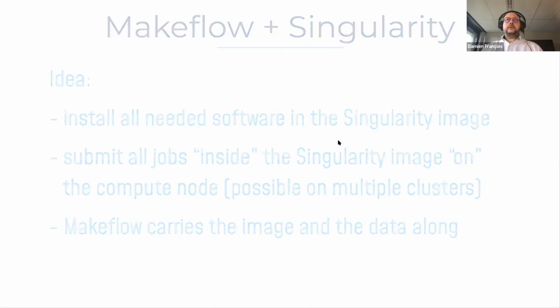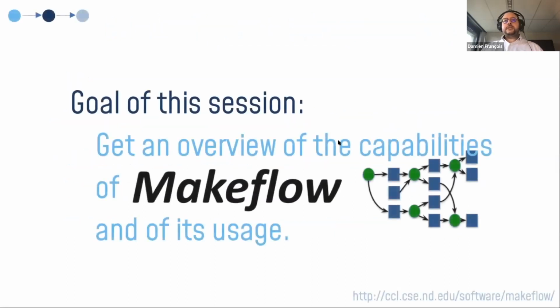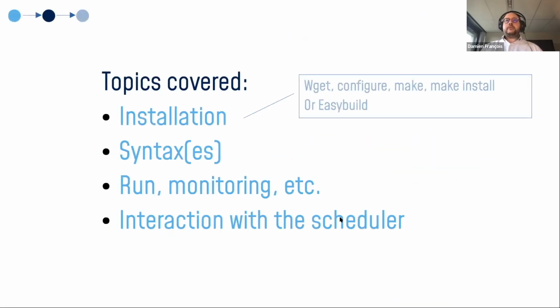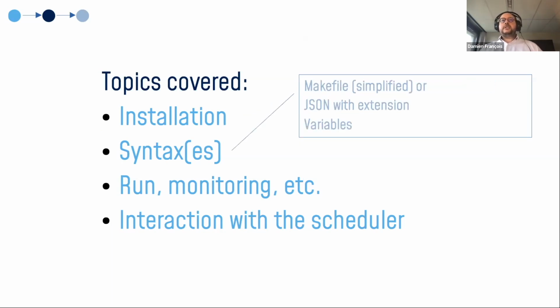I wanted to present to you Makeflow and how it's used. What we've been talking about was how to install it. You see that you can install it like pretty much every other software that you use. We have seen that there are two syntaxes, one that is meant for humans that really resembles the one of GNU Make, and also a JSON syntax with some extensions that is really meant to be produced by software. In both cases, we can have variables defined and so on.